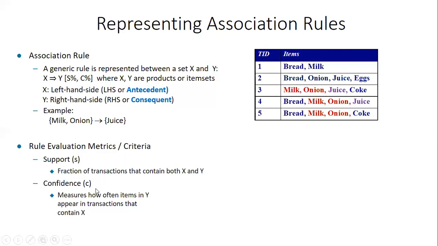When I tell the confidence, it is a measure of how often items in Y appear in the transactions that contain X. That means how often the item Y, that is the RHS, is found given the X. Given the X means LHS, that is milk onion. So how often the juice is found when the milk and onion is purchased.